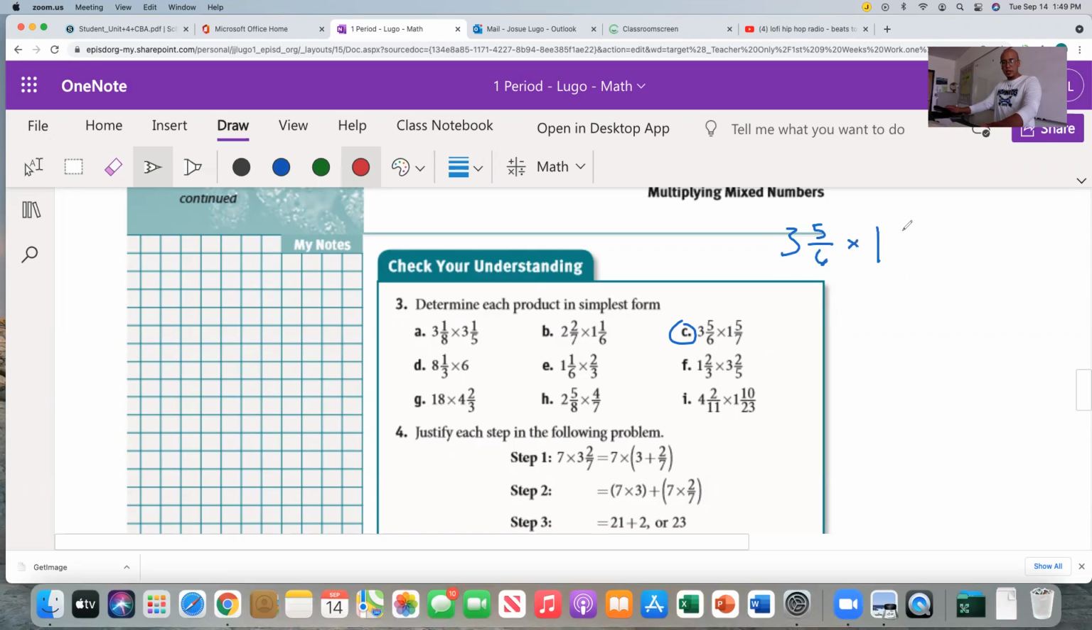times 1 and 5/7. Immediately, ladies and gentlemen, you guys should see that both of these are mixed numbers, and I cannot multiply them as they are. So I'm going to apply the Texas two-step to change them into improper fractions. 6 times 3 is 18 plus 5 is 23 over 6. And over here, Texas two-step, 7 times 1 is 7 plus 5 is 12, 12 over 7. Now, ladies and gentlemen, now I can multiply these together. I can do 23 times 12 and 6 times 7 and just simplify that, right?